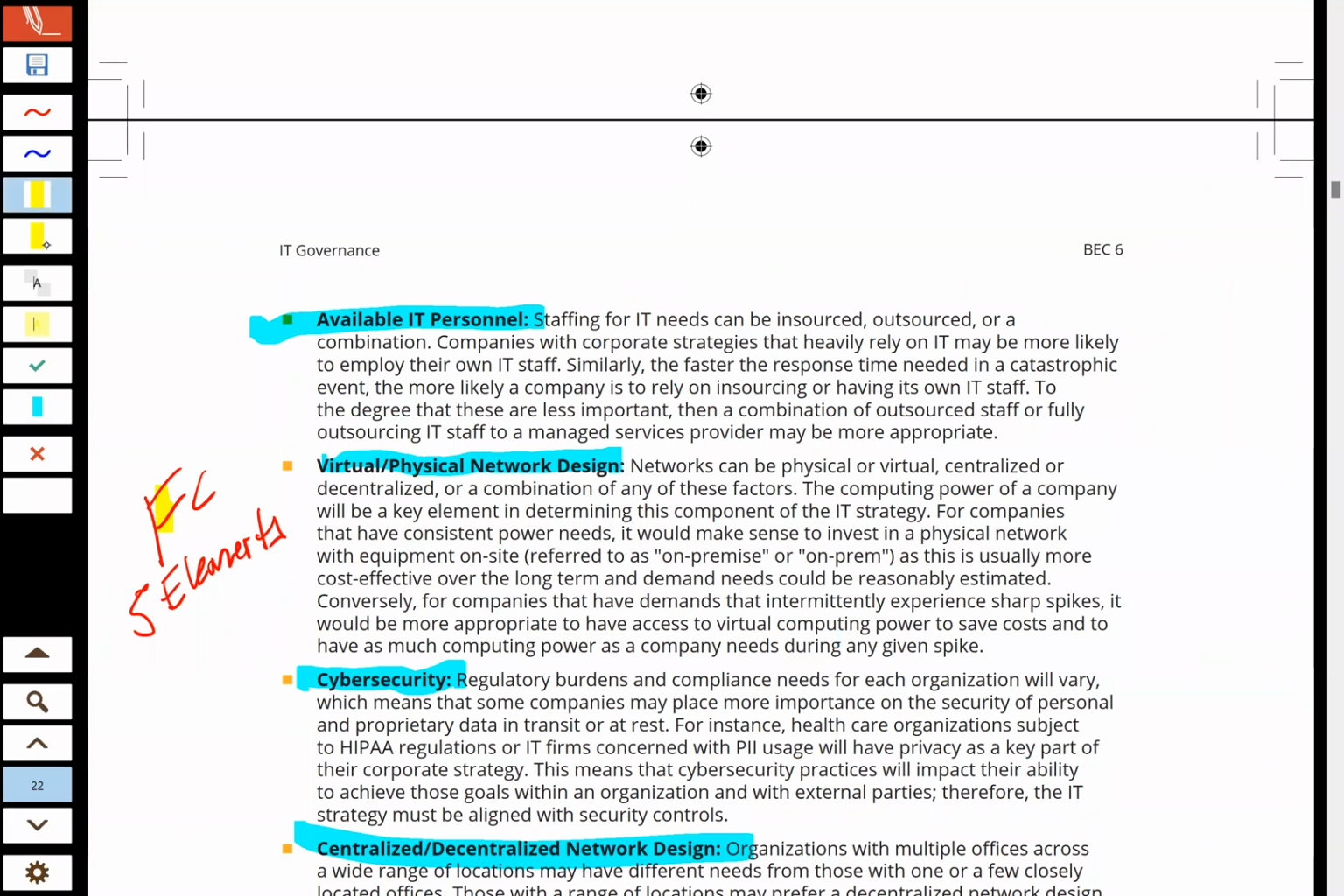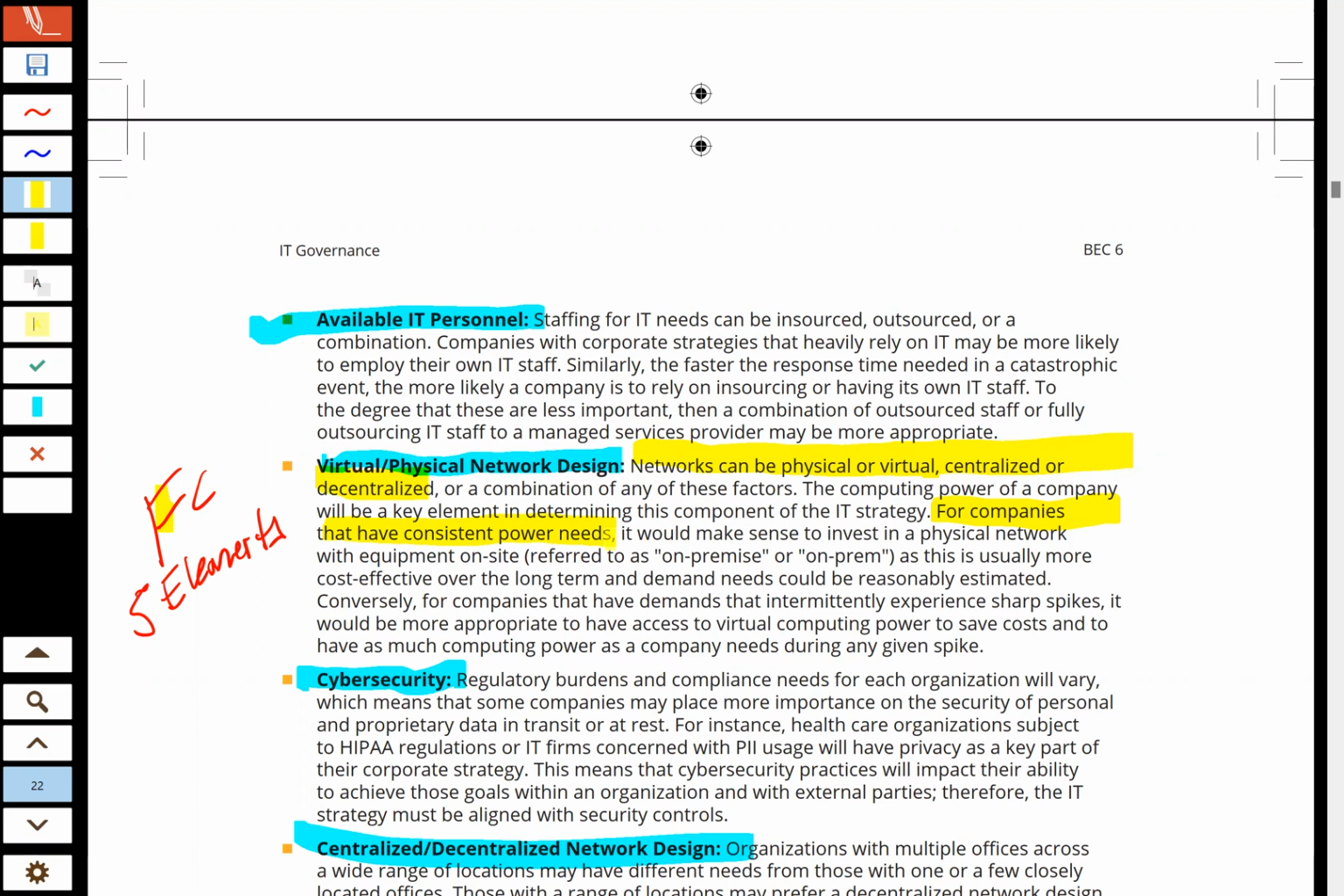But let's take a look at some of this virtual and physical networks. And they tell us that networks can be physical or virtual, centralized or decentralized. And of course, you could have a combination. Now, we say here that for companies that have consistent power needs. When we say power, I don't think we mean electricity power here. We mean power, computing power, right?